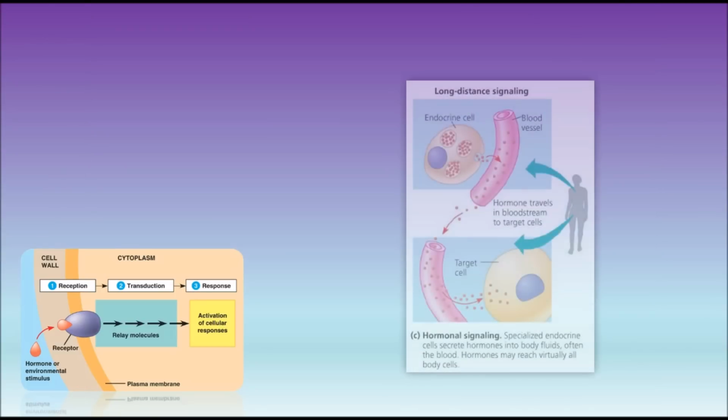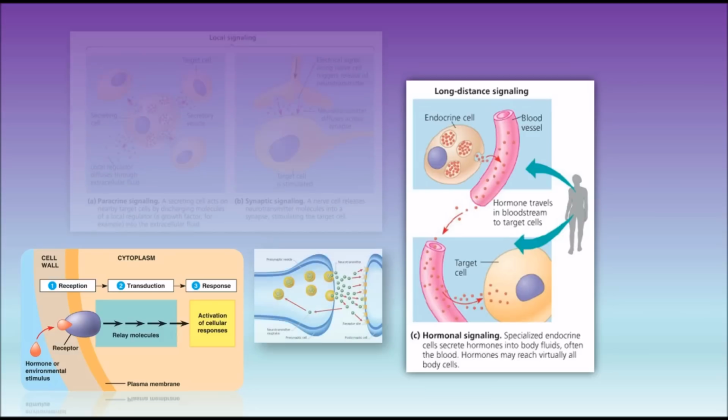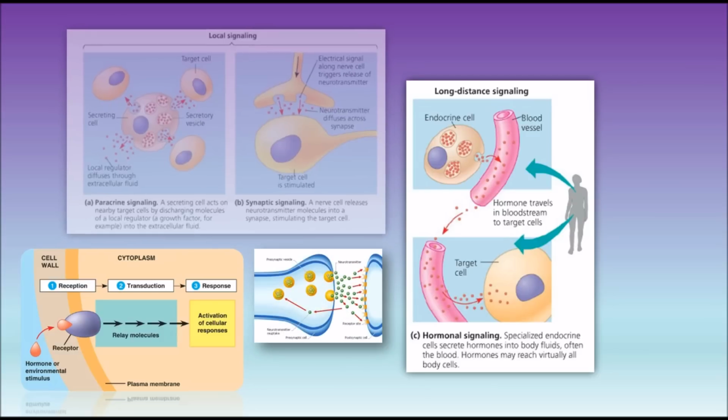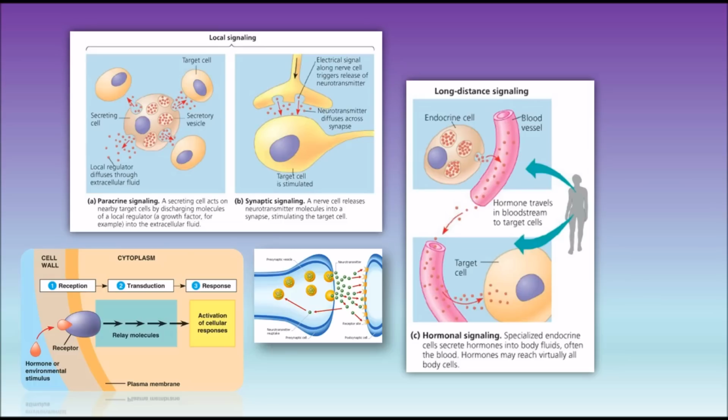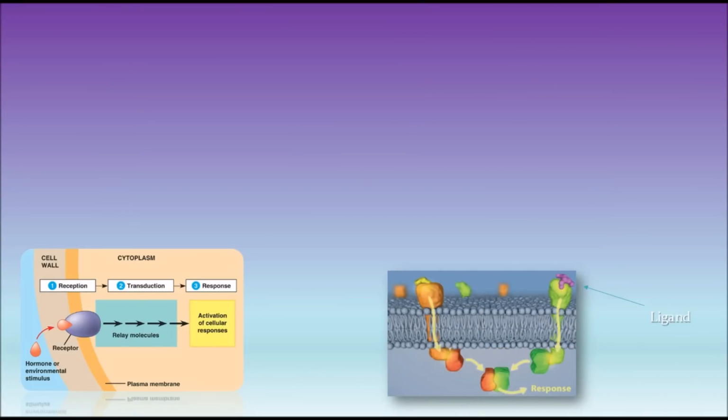Signals sent by animals can be long distance, often released and flowing through the bloodstream. Or, like neurotransmitters, they can be local. A ligand binds to a receptor, an integral membrane protein.